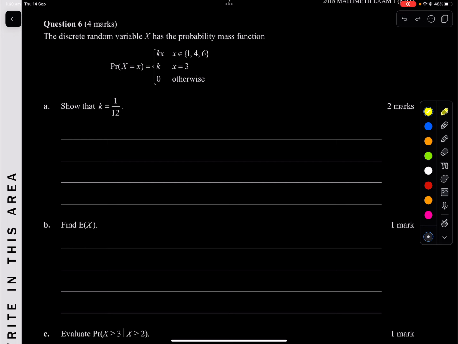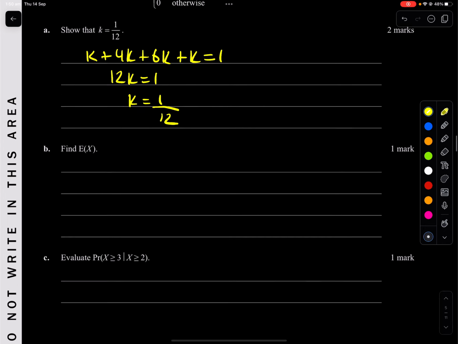So it'll be k plus, let's sub in 4. It'll be 4k. Let's sub in 6. It'll be plus 6k. And we also have this one, which is 3, but that doesn't have any x, so it's just plus k. And that should all equal 1. That will be 12k equals 1, so k equals 1 over 12.